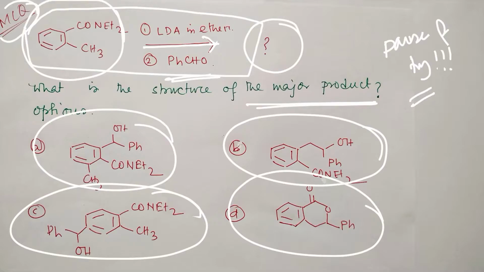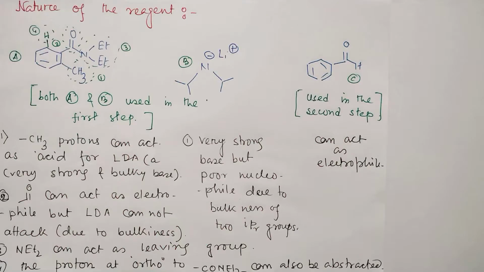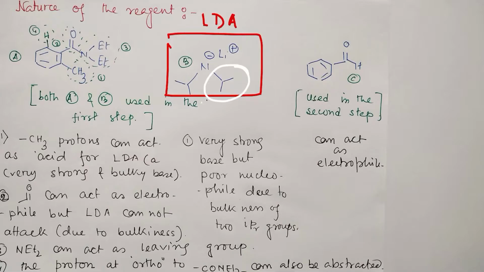As usual, I first explain the nature of the reagent. So nature of the reagent, this is LDA, lithium diisopropyl amide. It's a very strong base but very poor nucleophile. Why? Because presence of two bulky isopropyl groups doesn't allow this nitrogen anion to act as a nucleophile. That's why you may consider LDA as a selective base. It's a very strong base as well as a selective base.